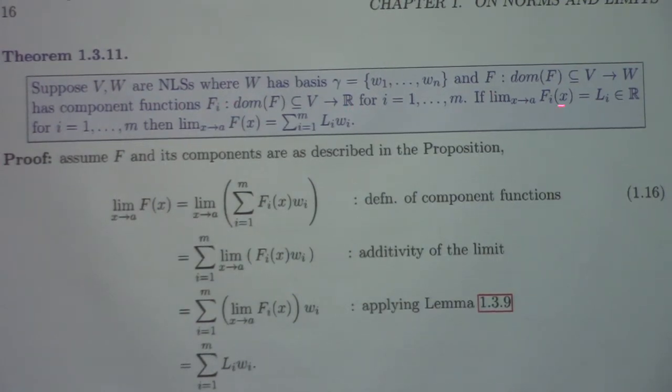then if you know that the limit of each component function is L sub i, then guess what? The limit of the whole function is just the weighted linear combination of the limits. It's the natural thing. I don't know how to say it, but it's this. And the proof is really quite simple.